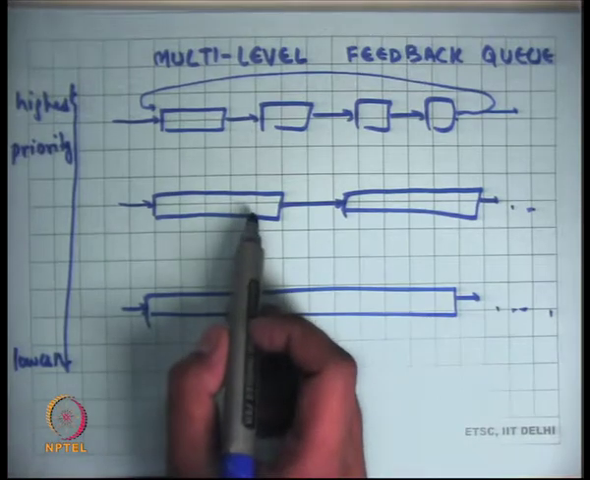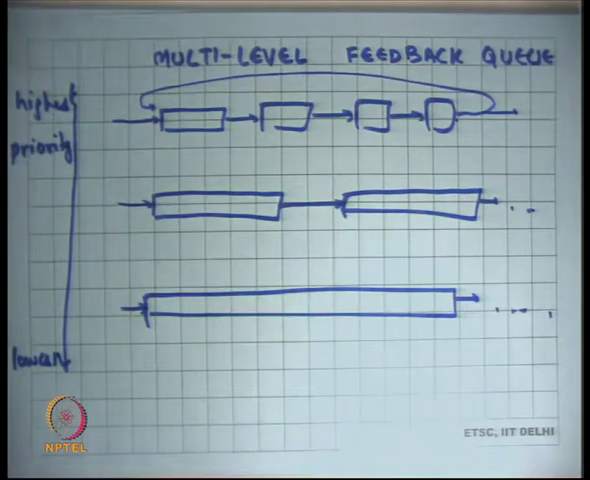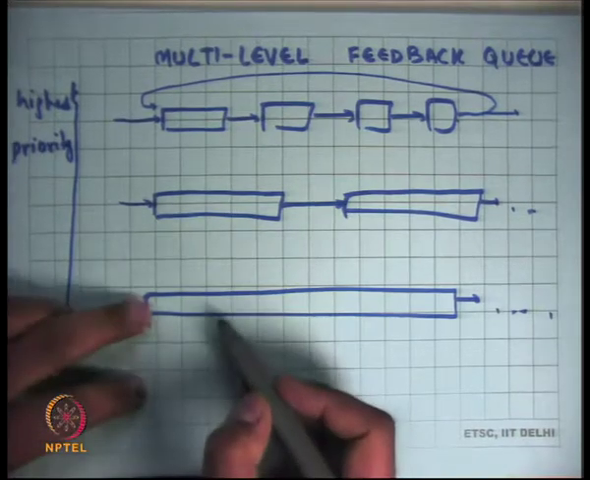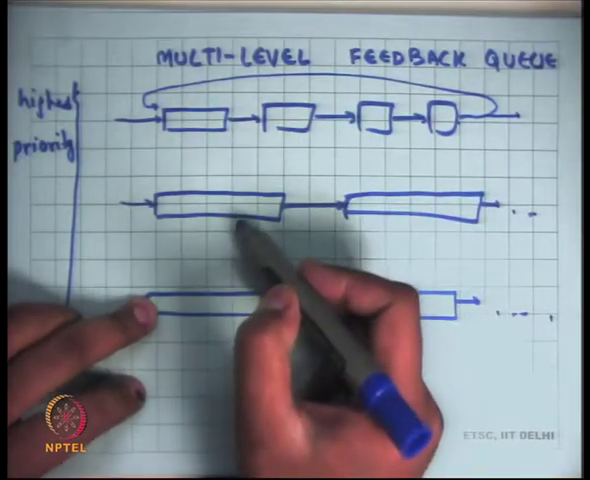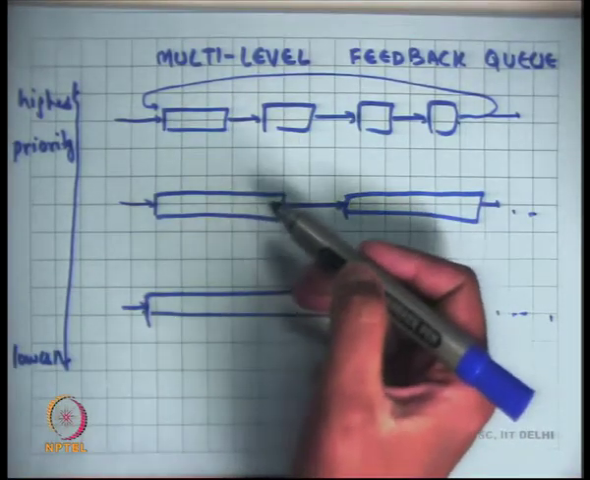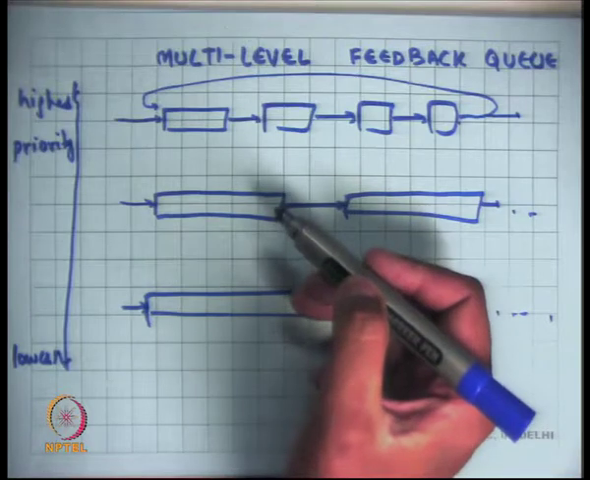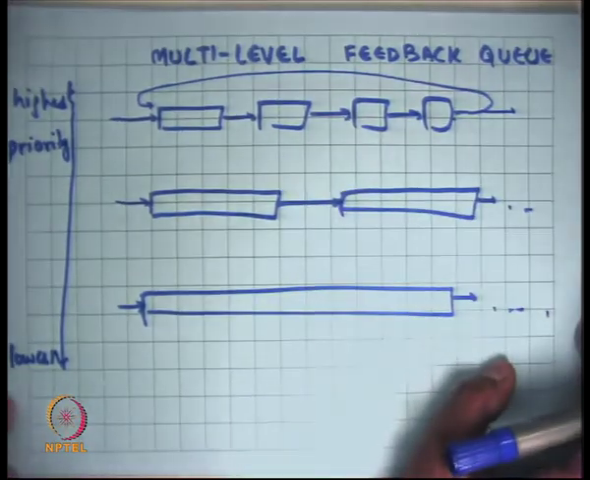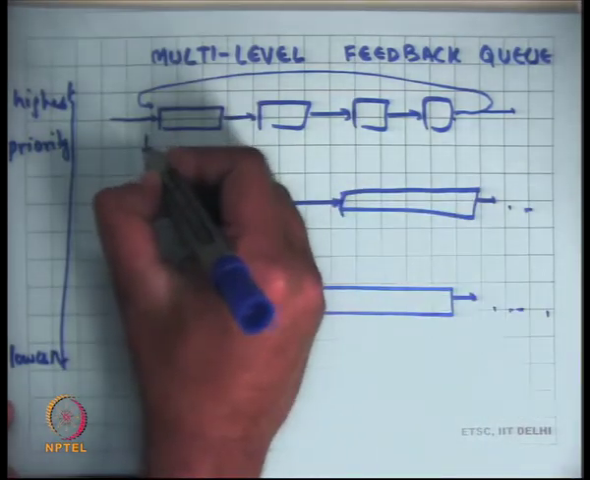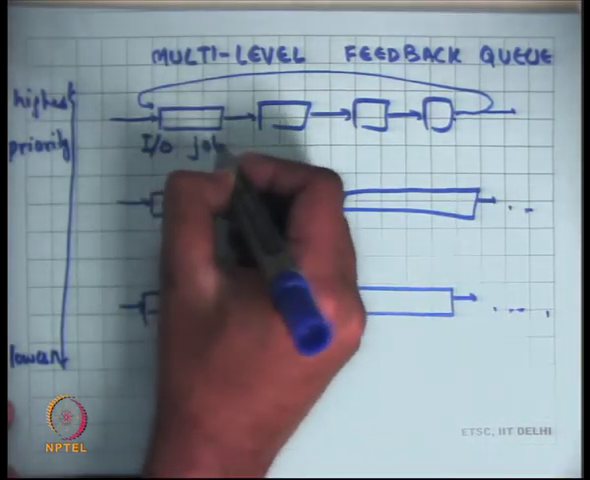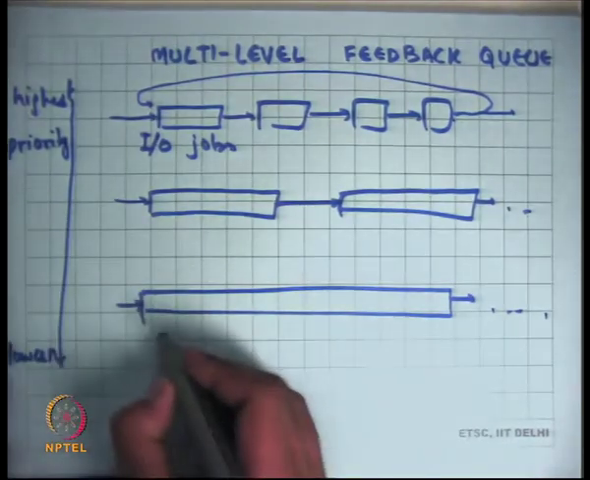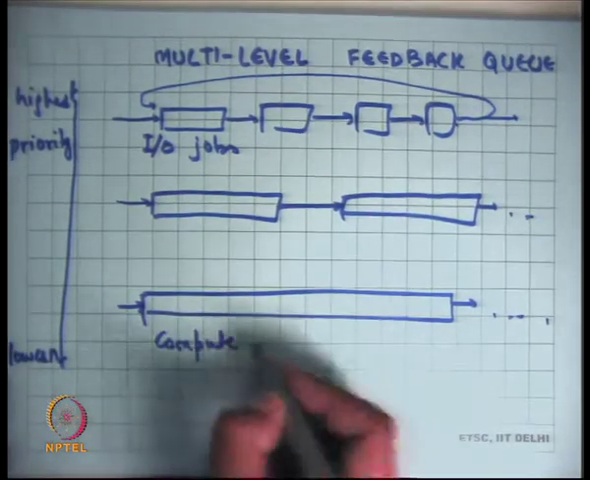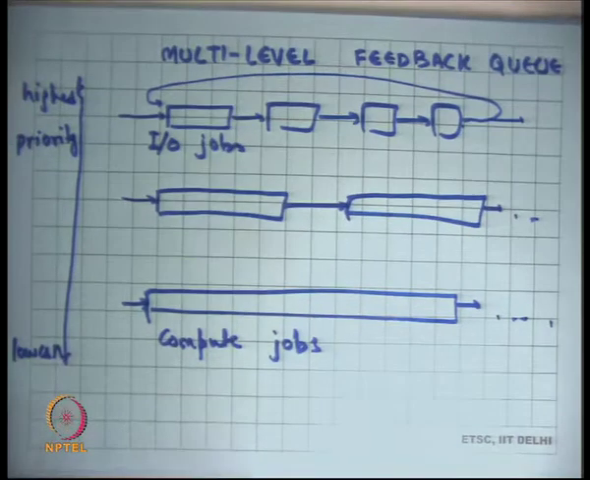You run the lower priority thread only if, so by priority I mean the strict priority that we have discussed. So you run a lower priority thread only if there is no higher priority thread available. So you will run this only if all these other processes or jobs are not ready. Okay, and so basically what you would want to do is that all the IO jobs are at the highest priority and all the compute jobs come at the lowest priority.